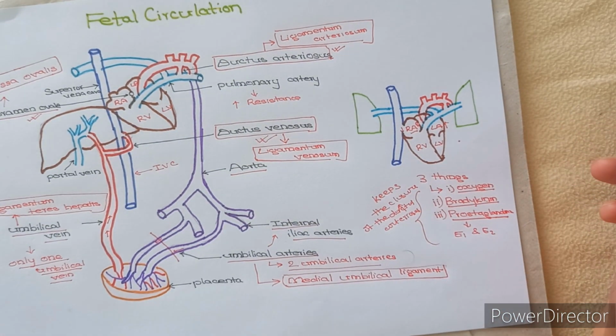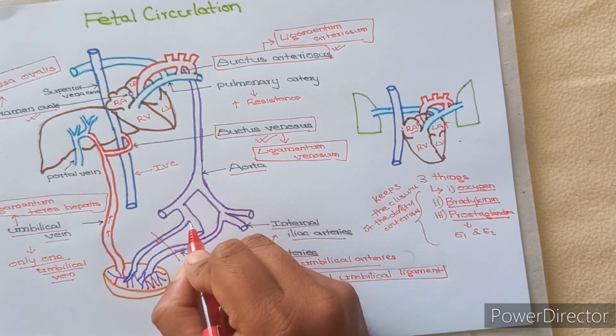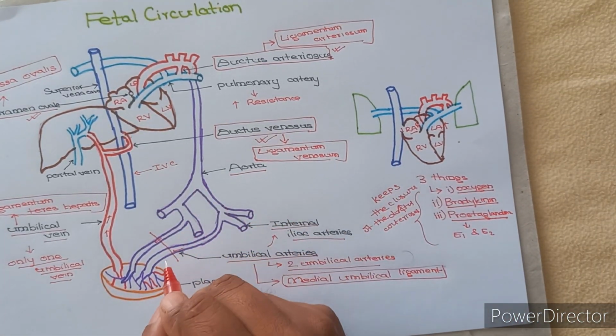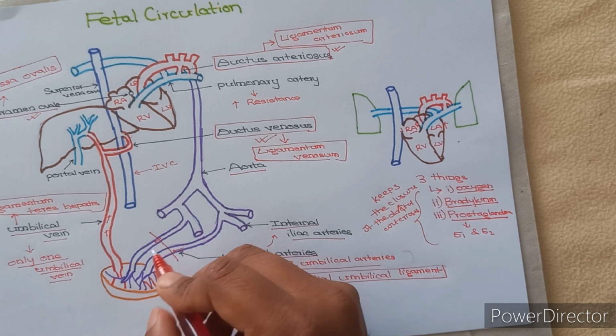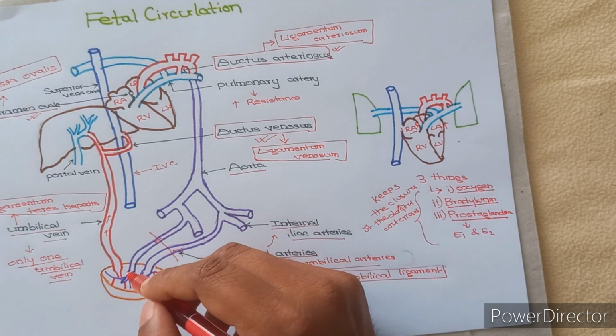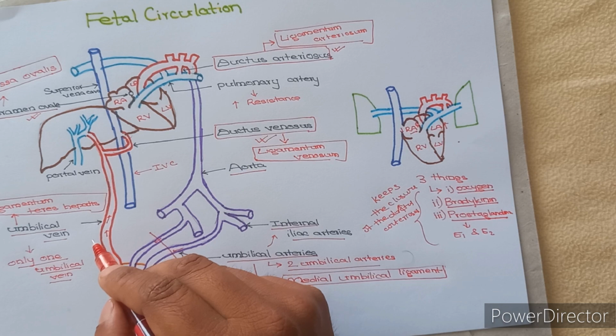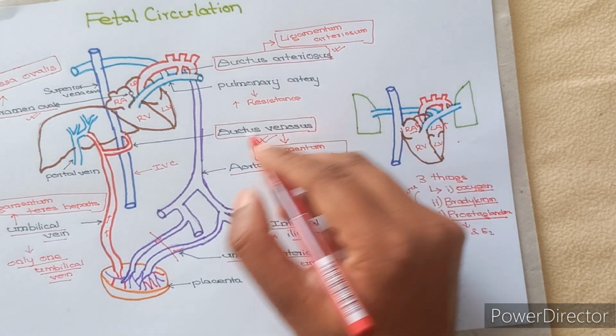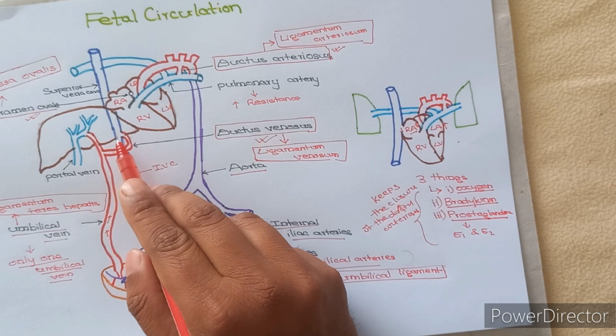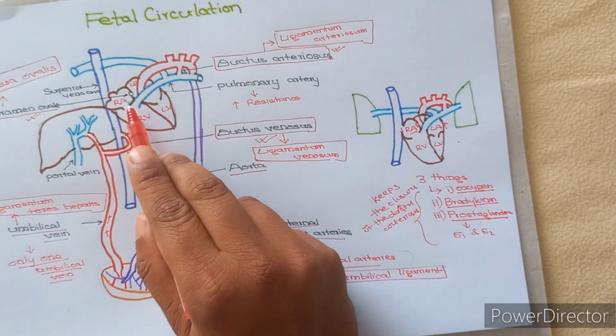In short, we are going to recap the fetal circulation once more. Firstly, the blood from the fetus is carried to the placenta for oxygenation by the umbilical arteries. There are two umbilical arteries that carry the blood to the placenta for oxygenation. After the oxygenation, the blood goes back to the fetus by the umbilical vein, and it bypasses the liver through a channel called the ductus venosus. From the ductus venosus, the blood goes to the inferior vena cava and drains into the right atrium.